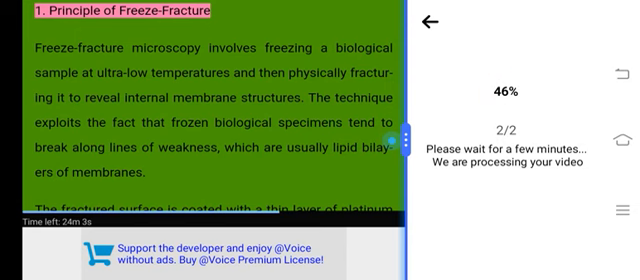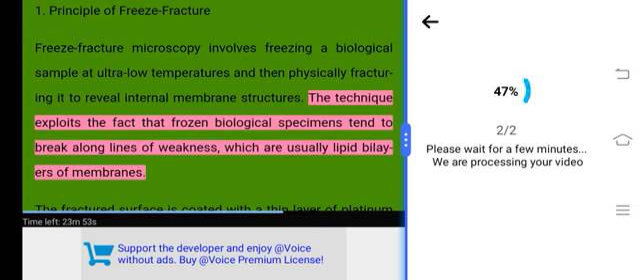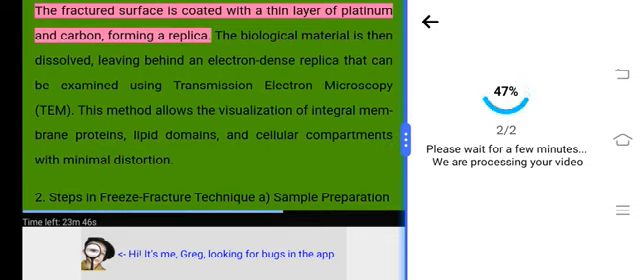1. Principle of freeze fracture. Freeze fracture microscopy involves freezing a biological sample at ultra-low temperatures and then physically fracturing it to reveal internal membrane structures. The technique exploits the fact that frozen biological specimens tend to break along lines of weakness, which are usually lipid bilayers of membranes. The fractured surface is coated with a thin layer of platinum and carbon, forming a replica.